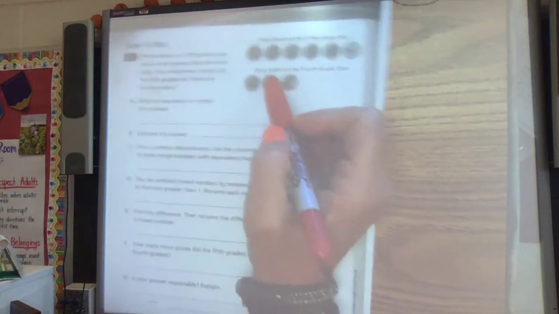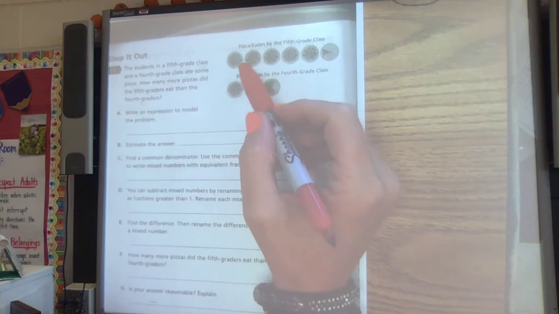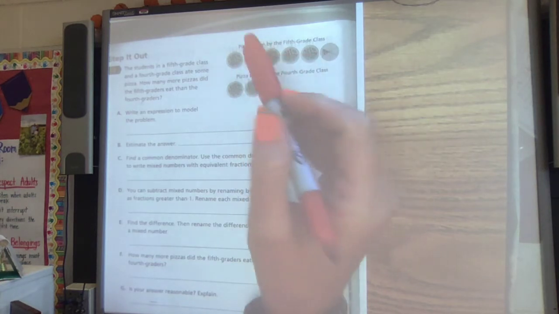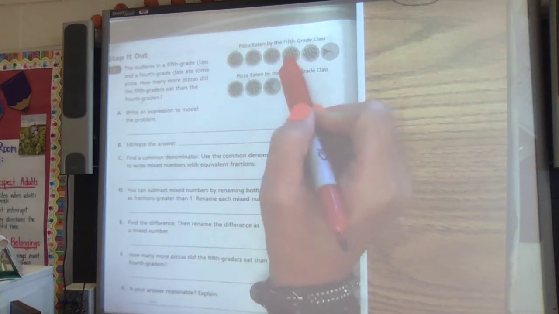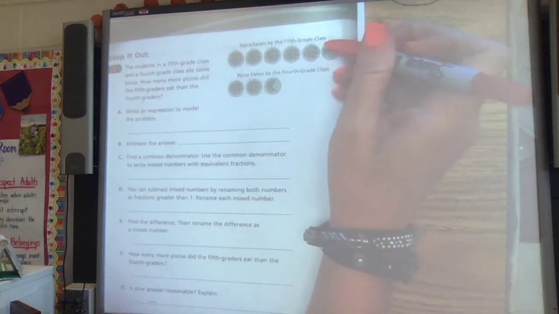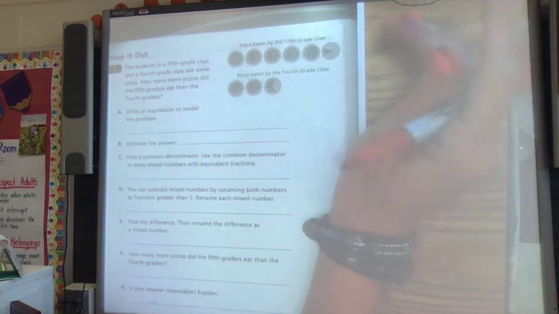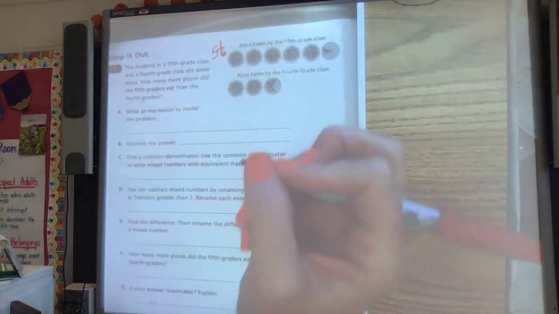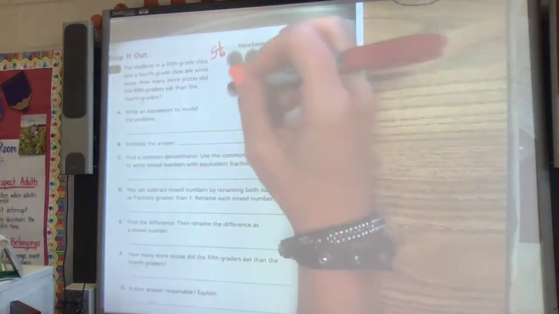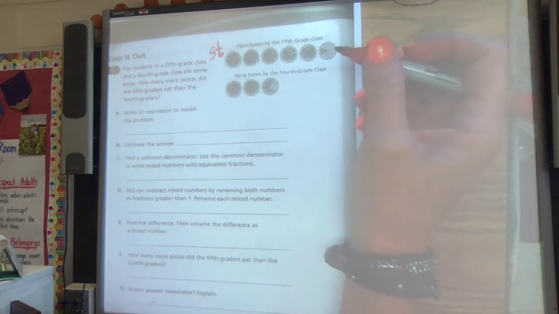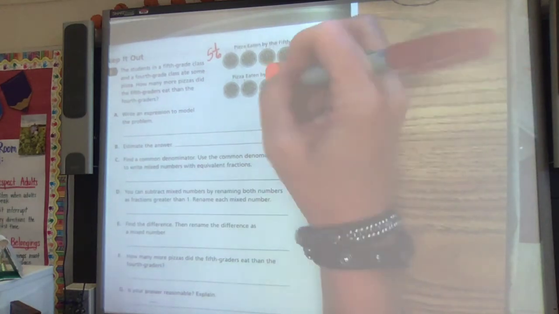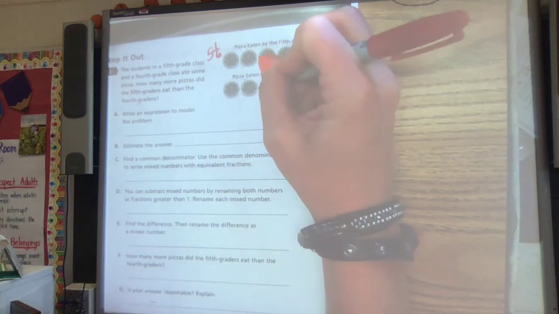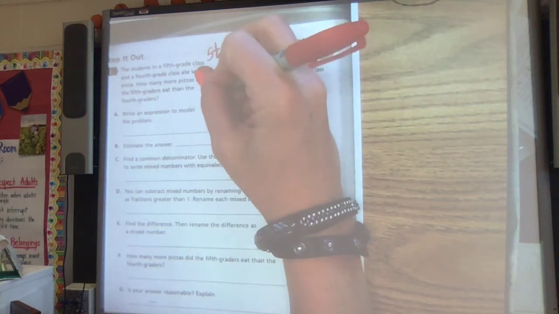So we see pizza eaten by the 5th graders. I see all this. So I could say that's 1 whole, 2, 3, 4, 5. This fraction is split into 1, 2, 3, 4, 5, 6 parts. So I know 5th grade is 5 and 1/6. I'm going to write that right there. 4th grade is 2. Let's see how this is split. These are kind of hard to see on my copy. I think in your book you probably can. This is in thirds. 2 and 2/3.